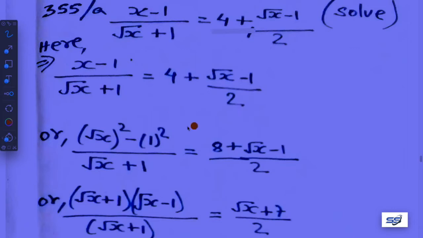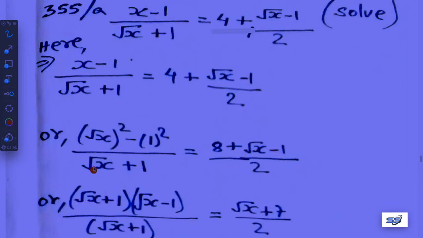Here this is in the form of an equation, so in place of equal we should write it as such. As equal is already placed in the middle, it shall be written before. Here comes root x whole square. Now this shall be changed into root x whole square, the same thing as x. So root x whole square minus 1 square upon root x plus 1 equal, now taking the LCM, 2 into 4, 8, 8 plus root x minus 1 whole upon 2.